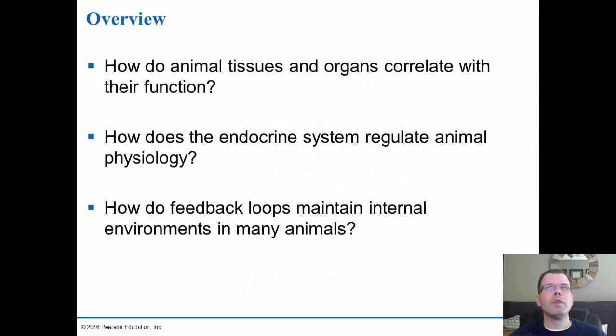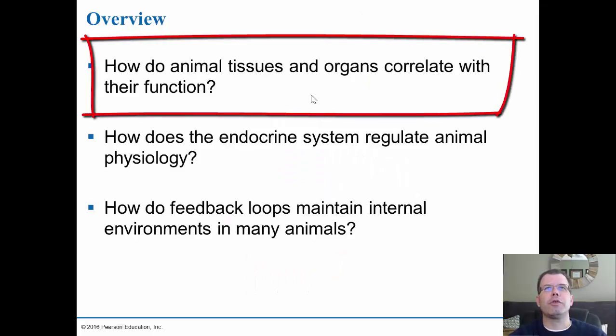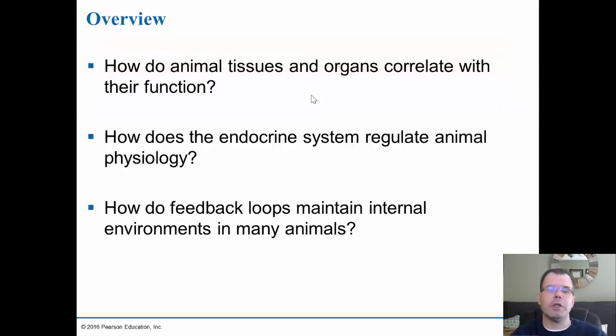Okay, so the first thing we're going to look at is animal tissues, and the organs that correlate with their function. We'll go quickly through that. We're going to spend a lot more time looking at organ systems as we go along. The next big chapter, chapter 33, is going to look at the digestive system. Then we're going to look at the nervous system, the cardiovascular system, respiration, and all that. I'm going to go through it really quickly because we're going to spend a lot of time on it the rest of the semester. So I won't spend too much time on the organ systems.